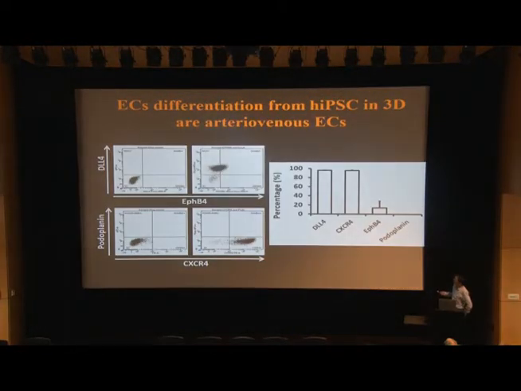We also performed a flow assay to determine the phenotype of these cells. We stained them for DLL4 and Ephrin B4. We found a maximum of about 60% co-express Ephrin B4. However, more than 99% express DLL4. They also do not express protoporphyrin on the cell surface, and almost 95% are pure for CXCR4. So we suggest that most of the cells generated in the 3D environment are arterial endothelial cells.